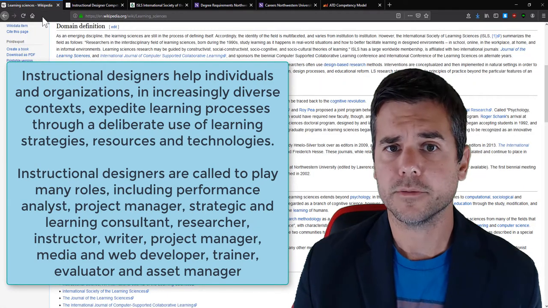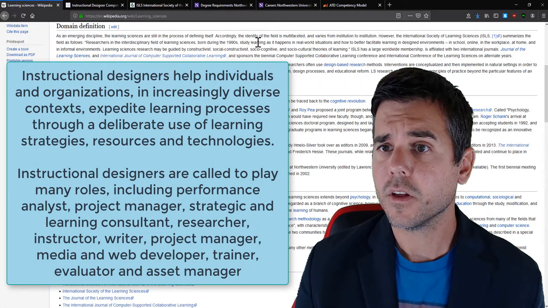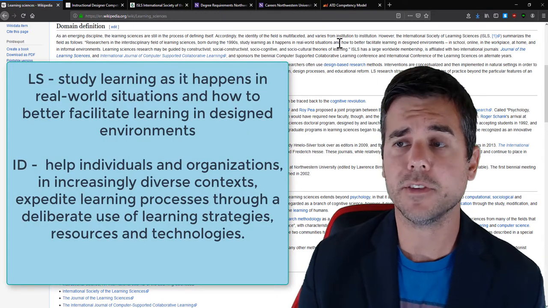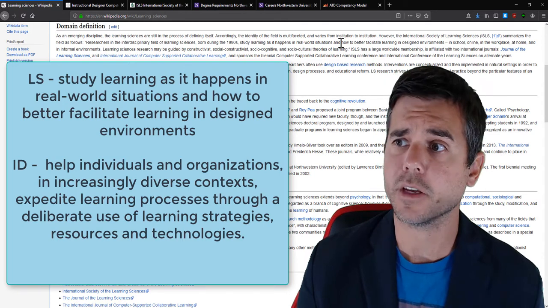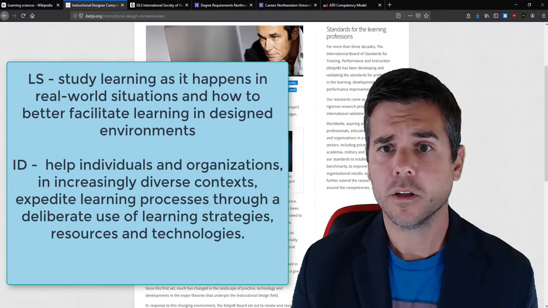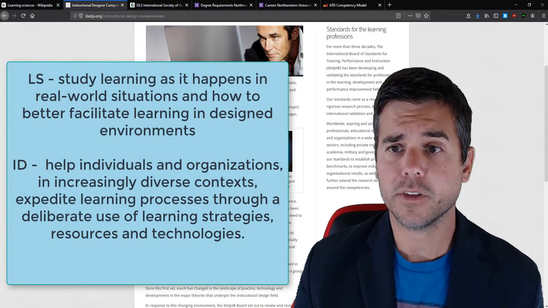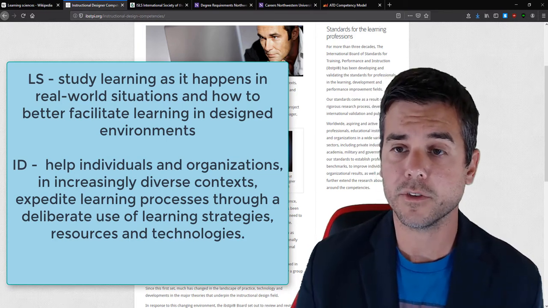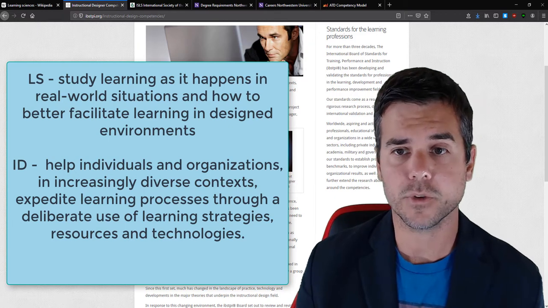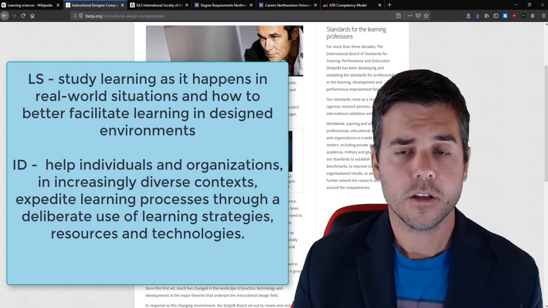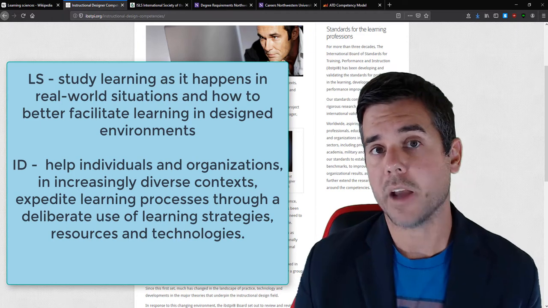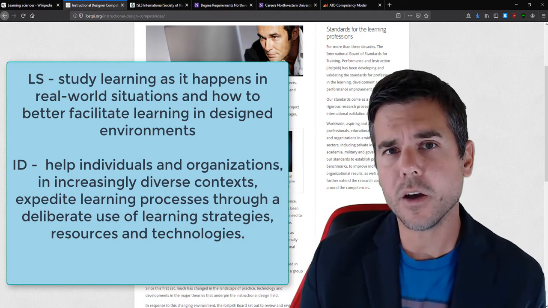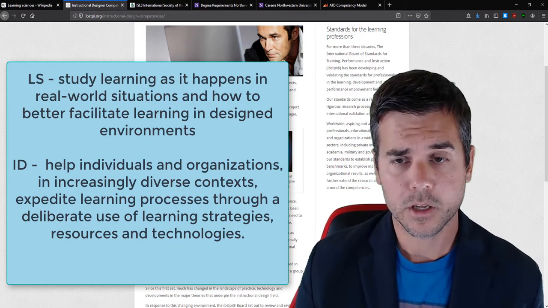Let's read these definitions again. Study learning as it happens in real-world situations to better facilitate learning in designed environments like school, home, workplace. Help individuals and organizations in increasingly diverse contexts expedite learning processes through the deliberate use of learning strategies, resources, and technologies. Reading these two definitions back and forth, I could keep doing it all day. I can't really tell what they're doing differently.